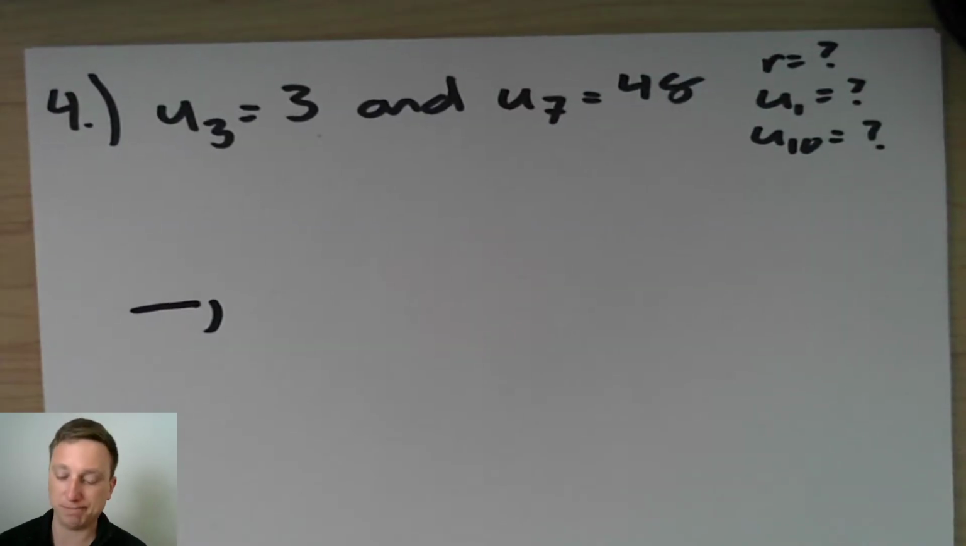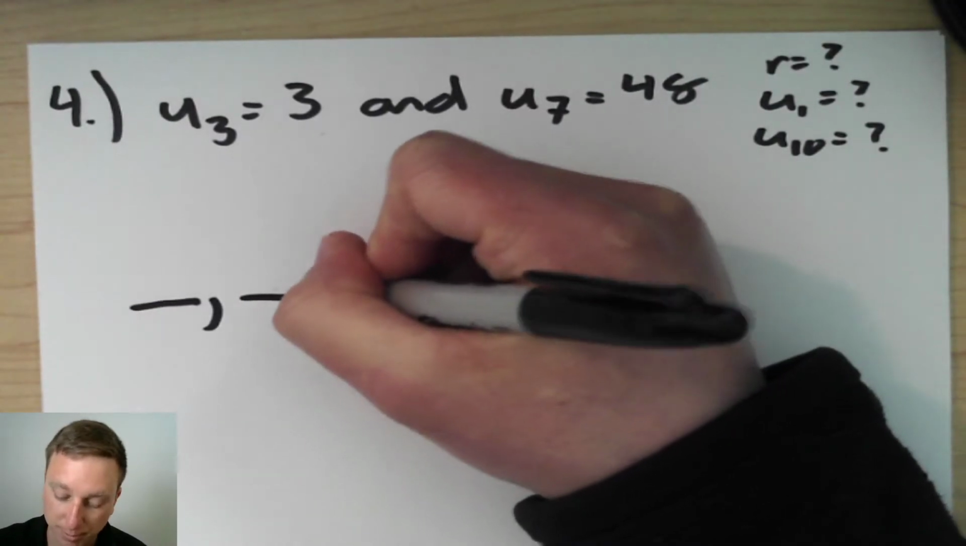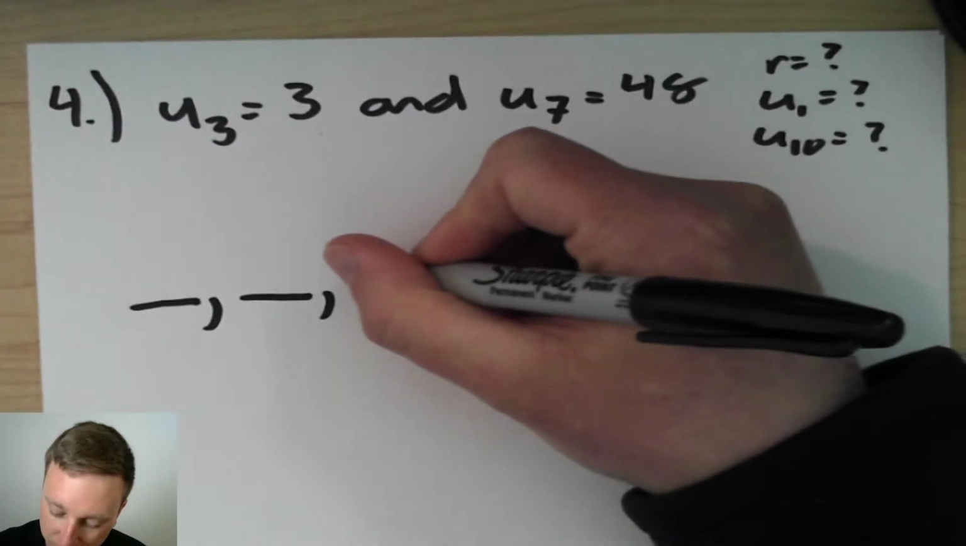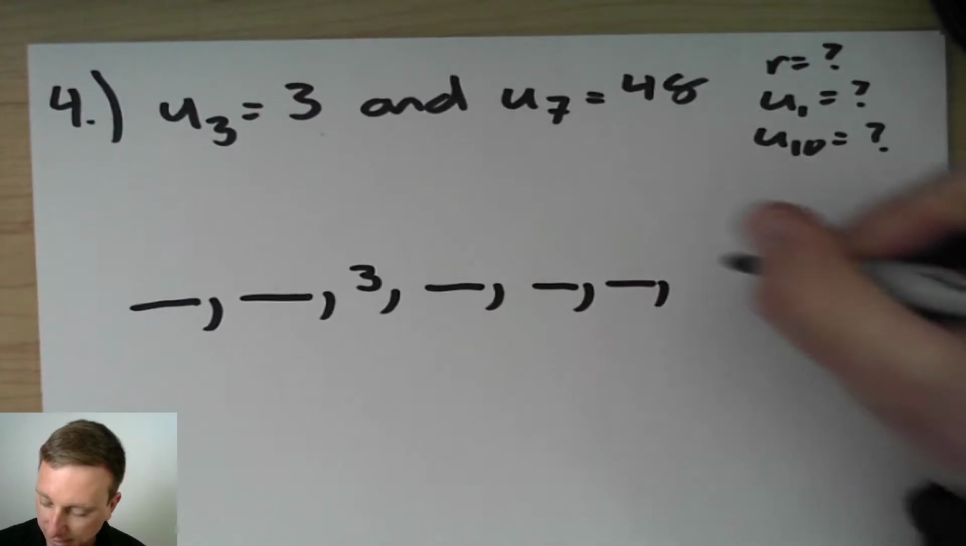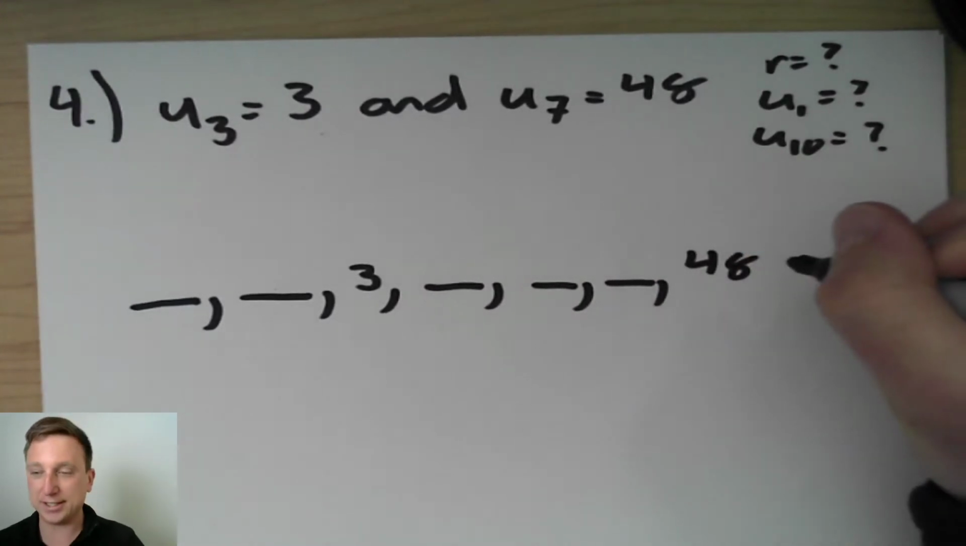So here's my first term. I don't know what it is yet. I also don't know what my second term is. I do know my third term is 3. I don't know fourth, fifth, sixth. I do know the seventh is 48.